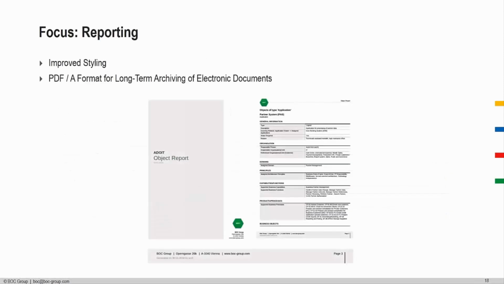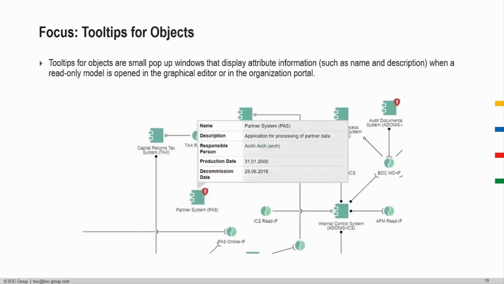With the reporting and printing, you can see how the styling has changed with the new title page as well as the corporate identity, and that you can now export your PDFs into the PDF/A format for long-term preservation of documents. And lastly, we have seen how the object tooltips work. As I said, this function is only available in the read-only models, both in the org portal and in the graphical editor.